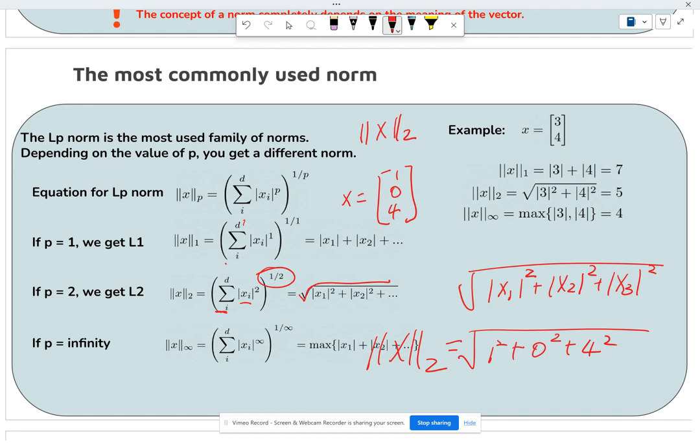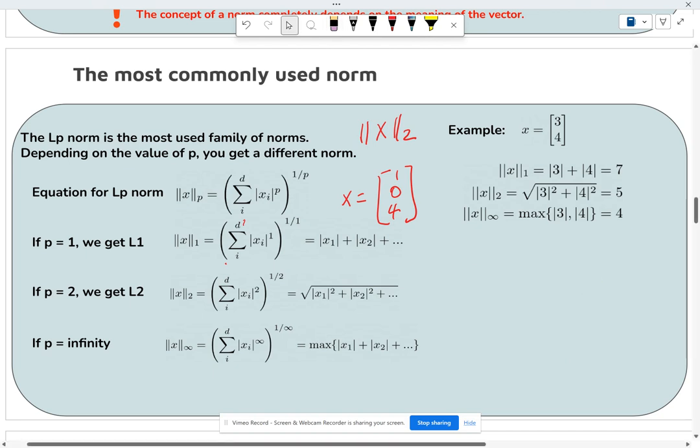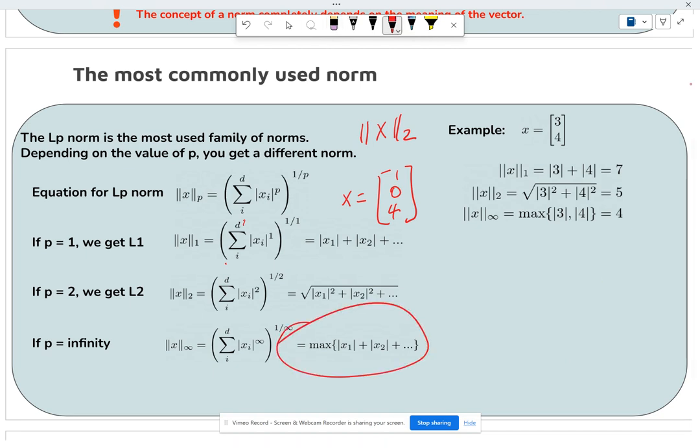So it's not that hard to calculate these norms. Another one is the L infinity, and that's easy. For the L infinity norm, you just take the max.